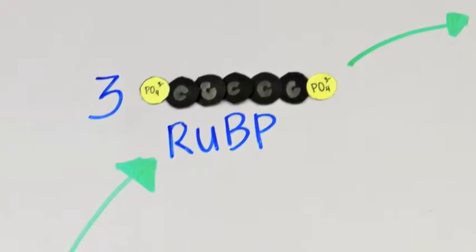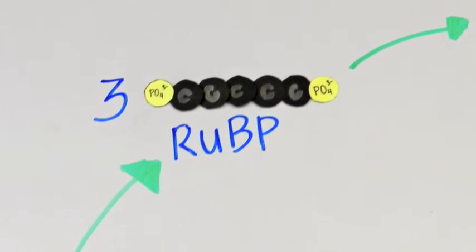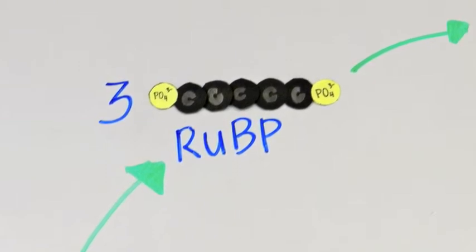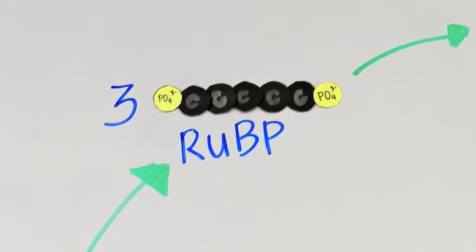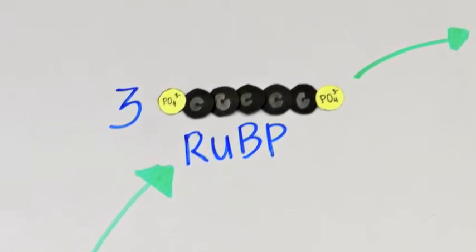So think about it. At the beginning of this phase, we had 5 G3P molecules, each of which had 3 carbon atoms. That means 15 carbons. These are rearranged to form 3 molecules with 5 carbons each. And this new 5-carbon molecule is none other than RuBP.